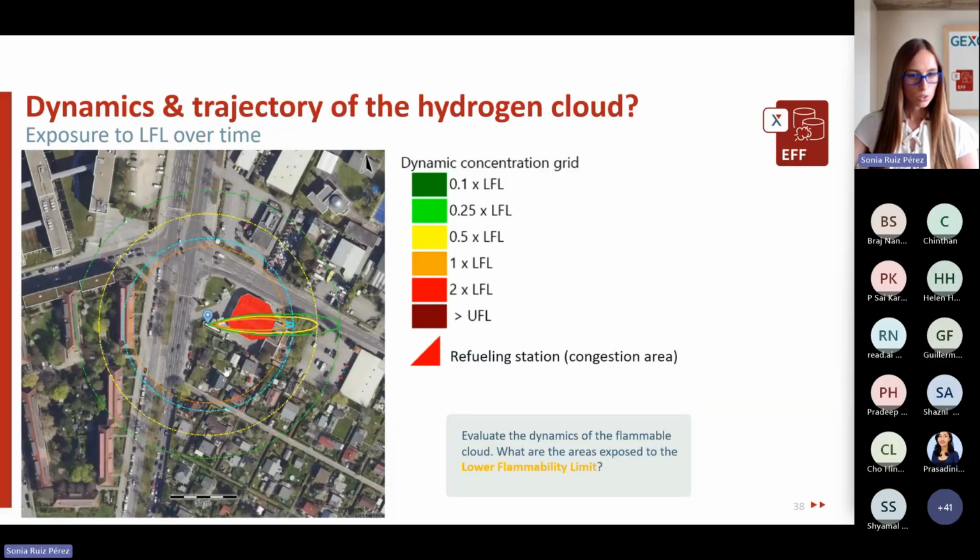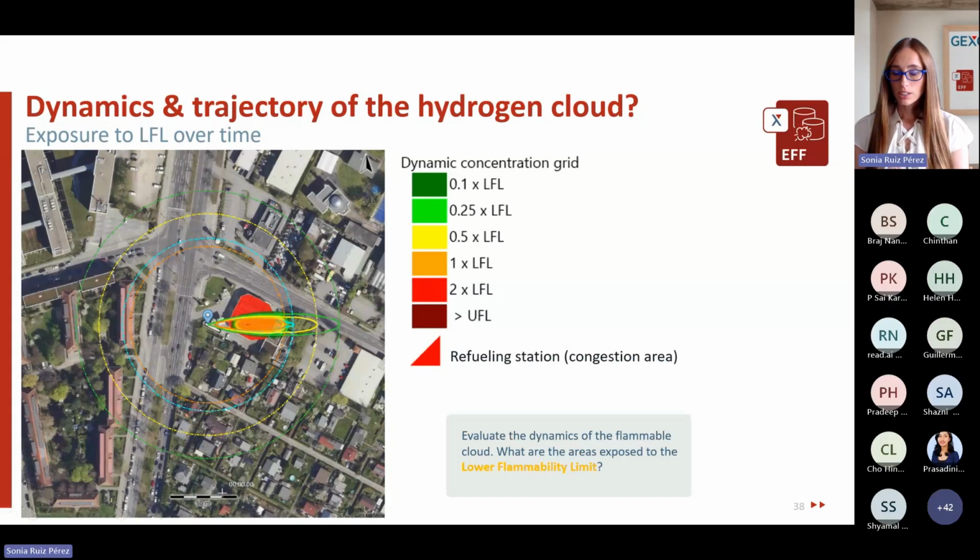You can also use EFFECTS. Let me play this recording again. You can also use EFFECTS to explore how the dynamics and the trajectory of a flammable hydrogen cloud can impact the surrounding areas. So you can just see how it develops over time.